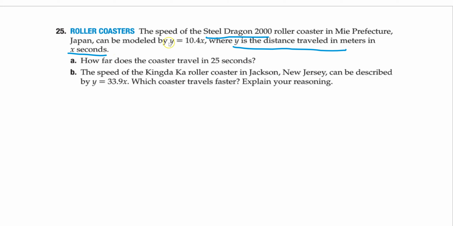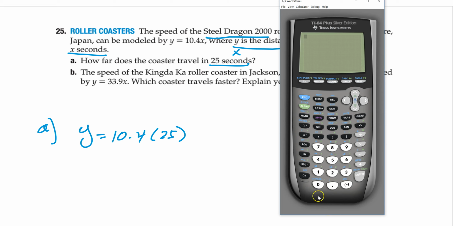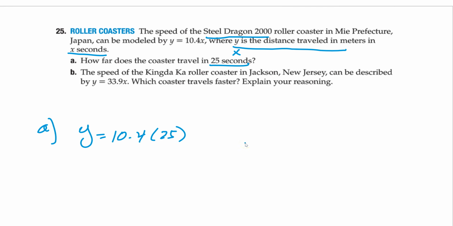So you have this equation, and we know exactly, hey, x is seconds, how long it's been, and y is how far you've traveled in meters. So the question is, how far does the coaster travel in 25 seconds? So A is easy. They gave me seconds. All I gotta do is plug it into the equation. We plug into our calculator, 10.4 times 25, and I get 260. So remember, it's meters. It travels 260 meters in 25 seconds.